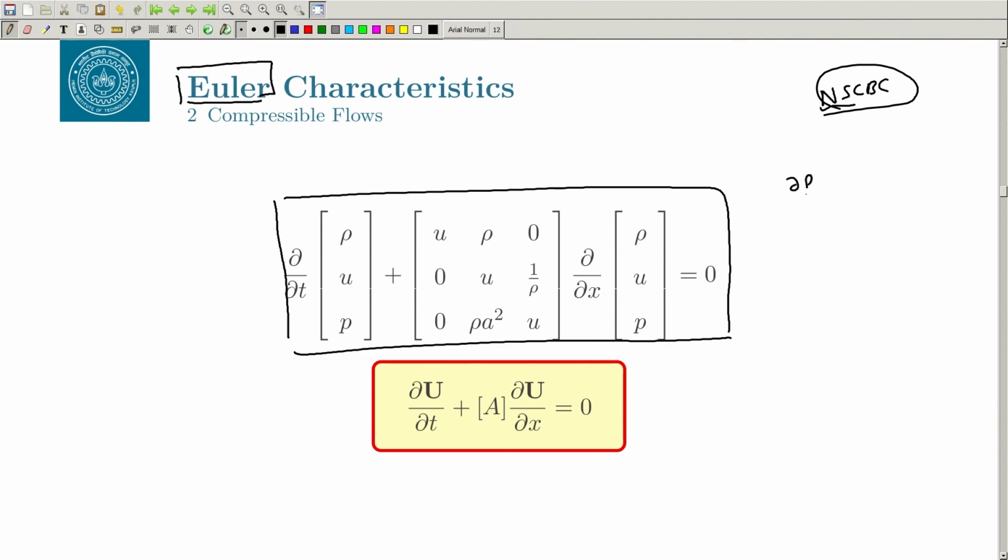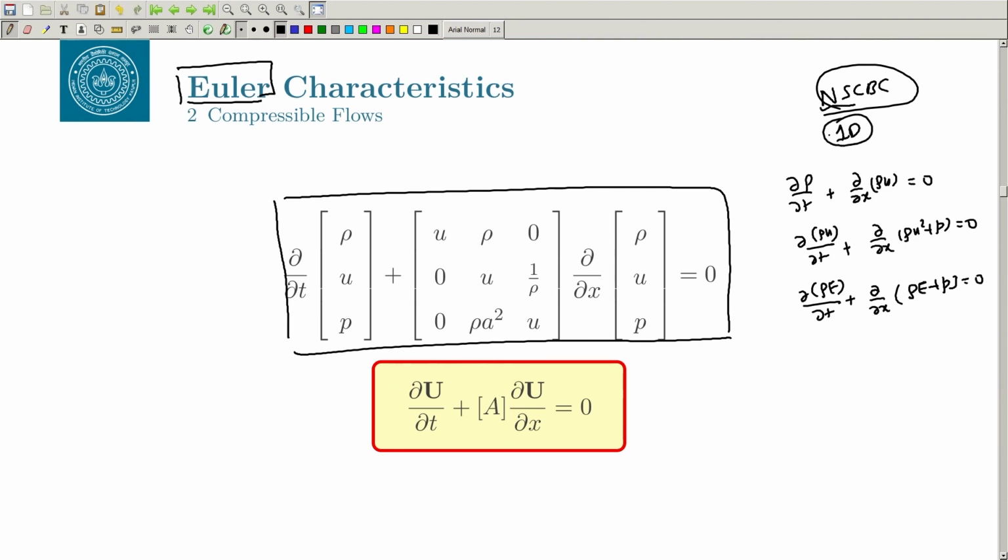Right, so you have this equation: del rho by del t plus del by del x of rho u equal to 0, and del rho u by del t plus del by del x of rho u square plus p equal to 0, and del rho e by del t plus del by del x of rho e plus p times u equal to 0. This is Euler and also this is 1D, so we will analyze the 1D equation. Now, the flow may be 2D or 3D, but what matters for this practical implementation is basically your normal velocity u dot n.